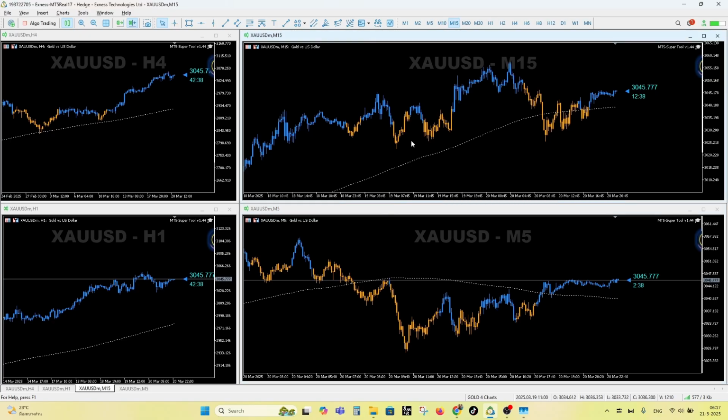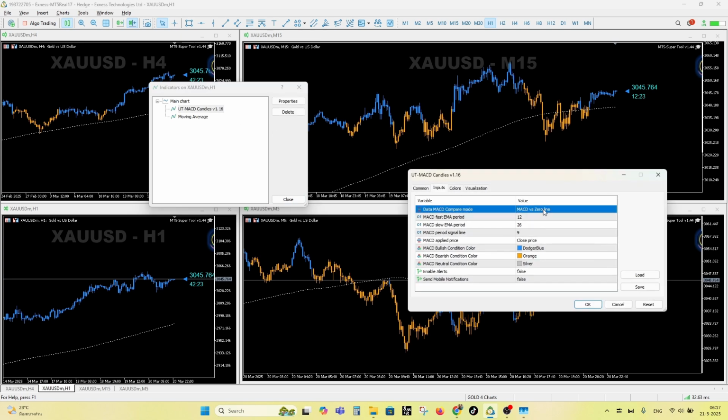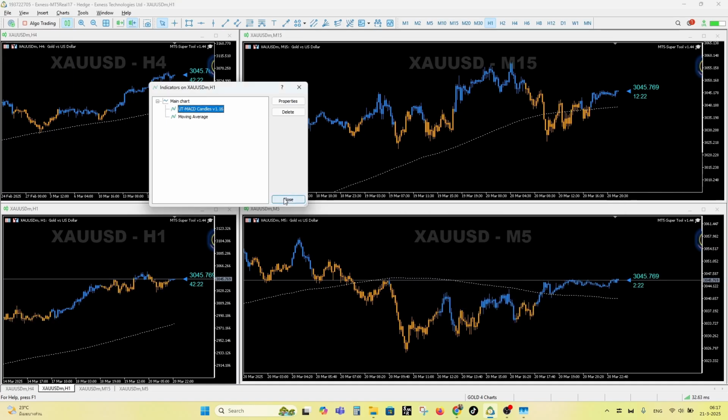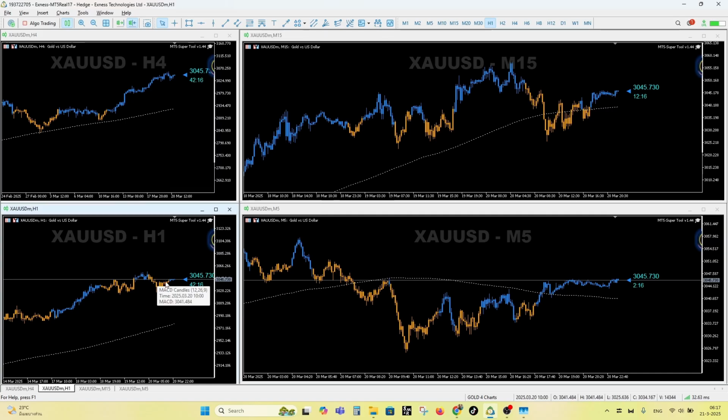Before we move on, we need to change the settings for the higher time frames. The signals on the higher time frames will be much slower than the lower time frames. Change the H1 and H4 settings to MACD versus signal line. Watch the candle color change in the H1 time frame. Now, the signals are matching up to the lower time frames. Do the same for the H4.